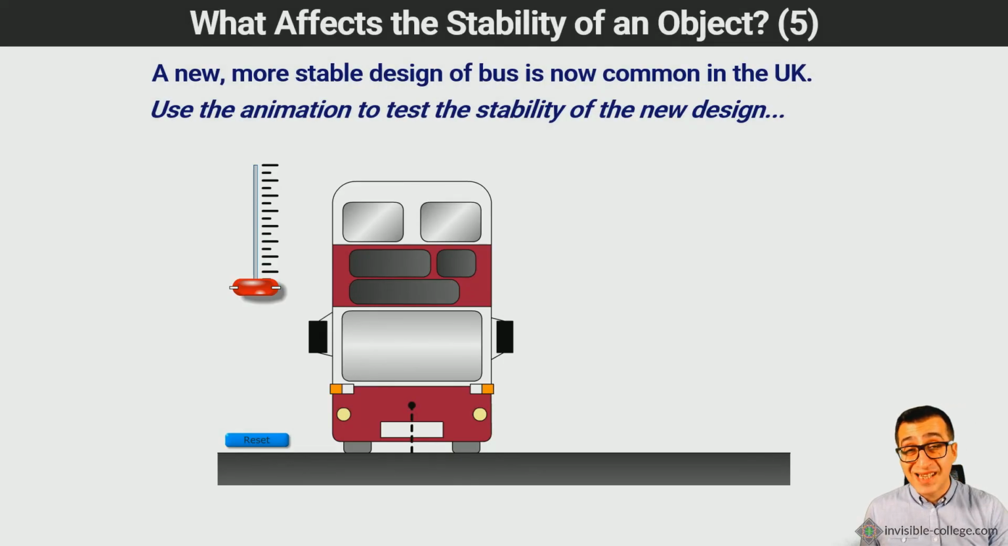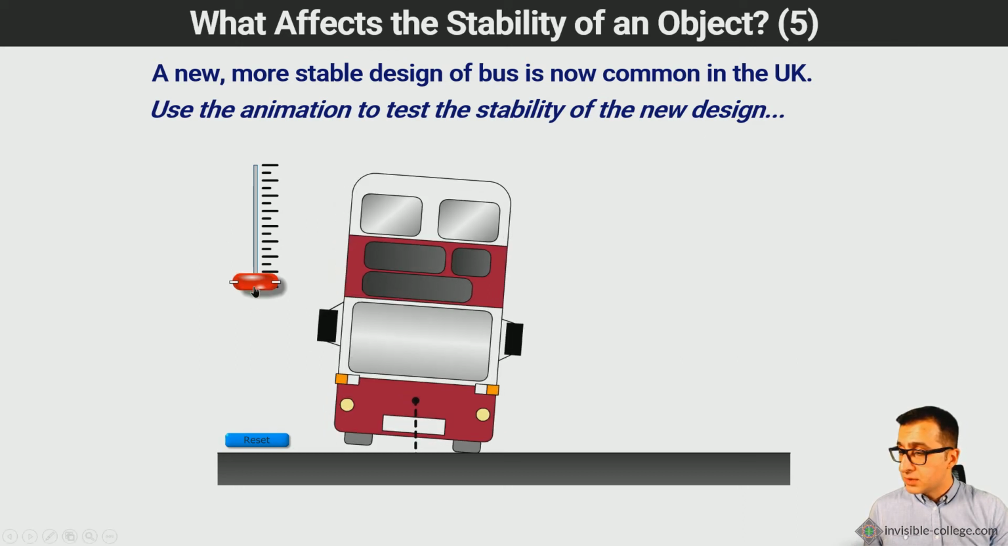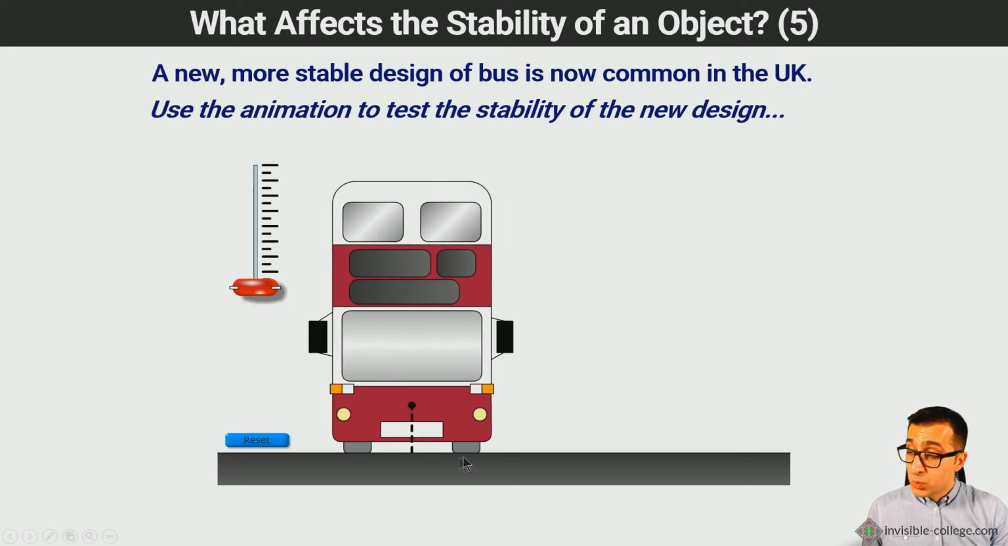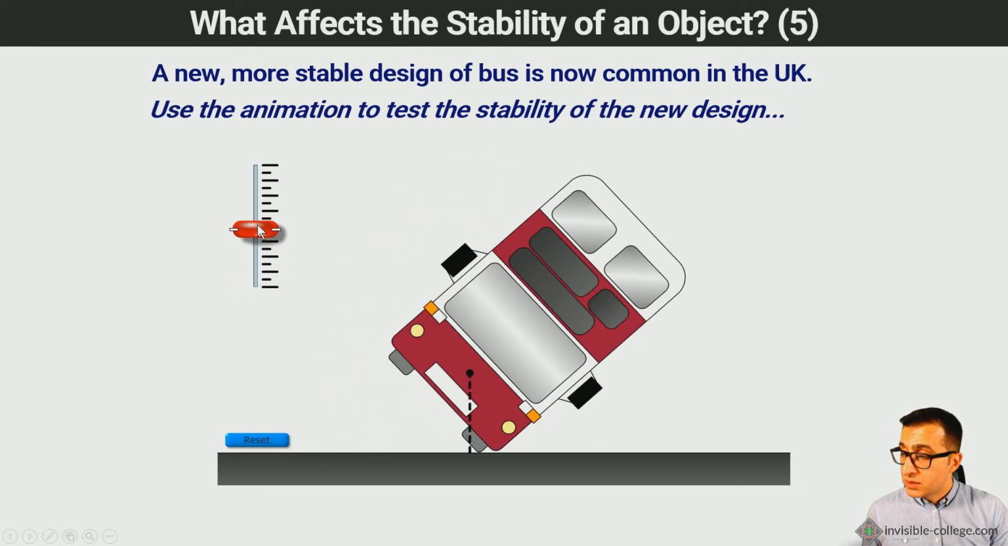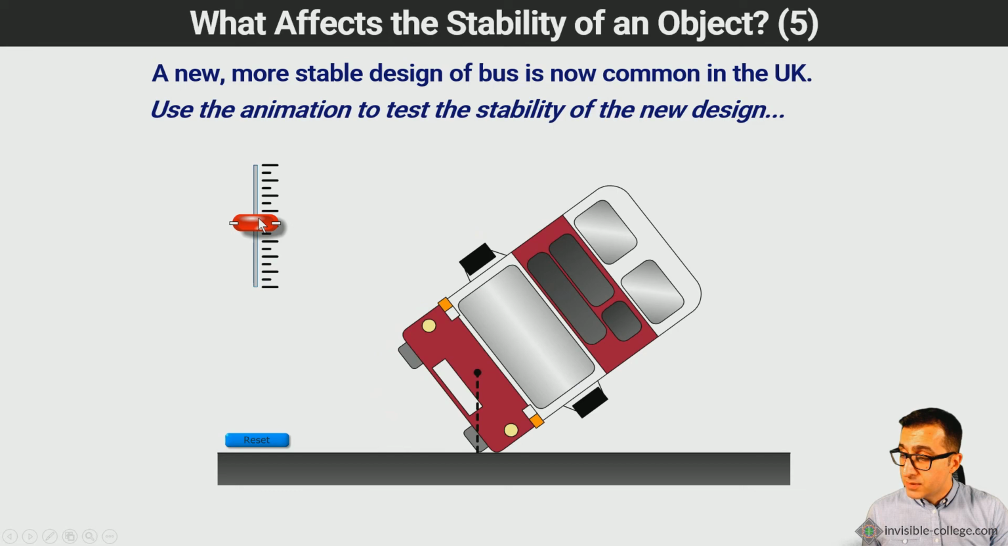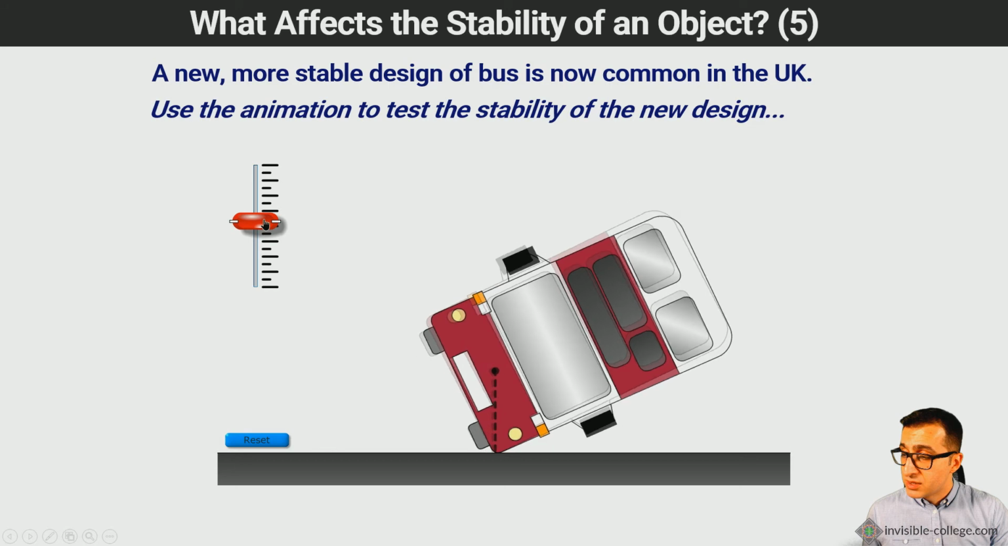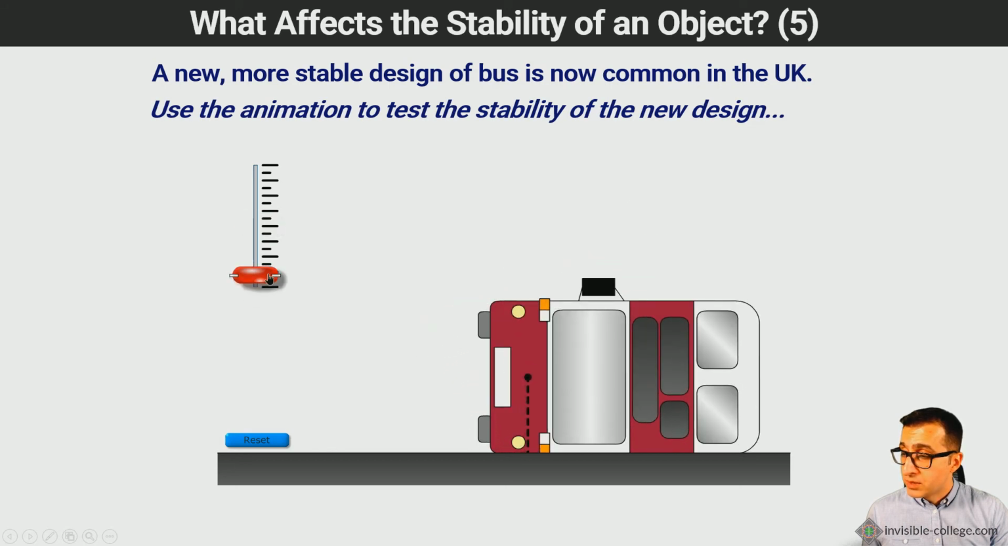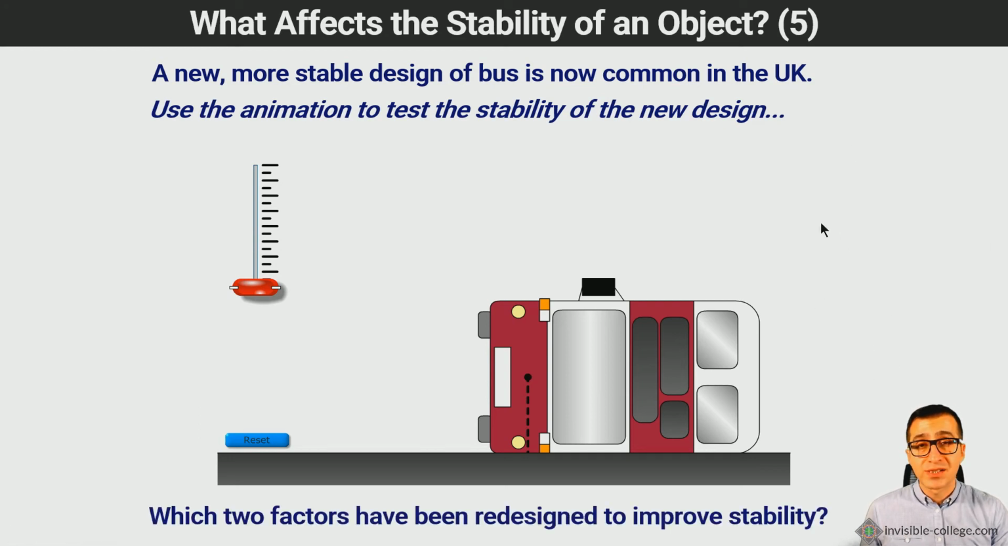Now, a newer, more stable design of bus is common in the UK. In this newer design, the wheelbase has been increased, the width has been increased, and also the center of mass has been moved lower down, so that now you can lean this object to a much greater angle before you start to see it fall over. So this is an application of the center of mass. This illustrates that the stability of an object is based upon two factors.